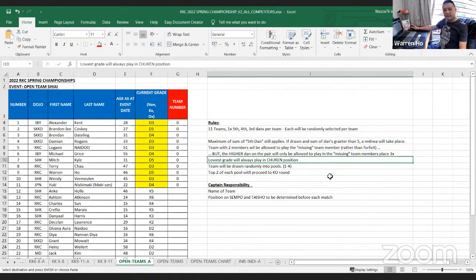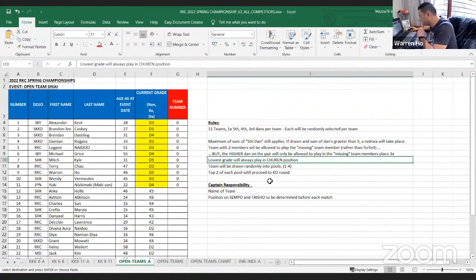Okay, here's a nice one. The lowest grade of the team will always play chicken position. The idea is there are a lot of Q grades mixed in with these batches, but to give them a fair fighting chance, the lowest grade in the team will always fight in the chicken. Now, lowest grade doesn't mean the worst competitor. We've seen guys with lower grades who are very good competitors, so don't let that fool you. But just to keep it nice and fair, during the day, only chicken is played by the lowest grade member of the team.